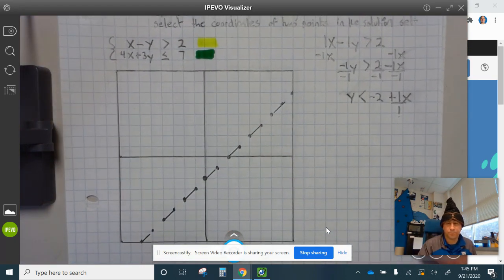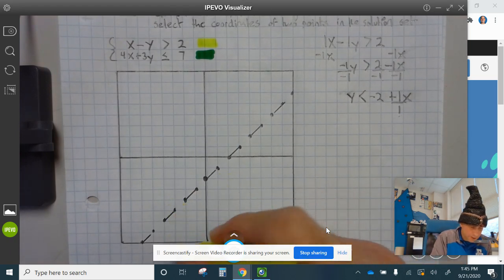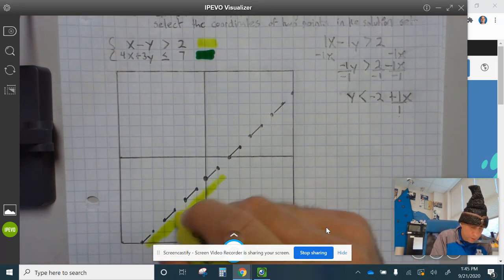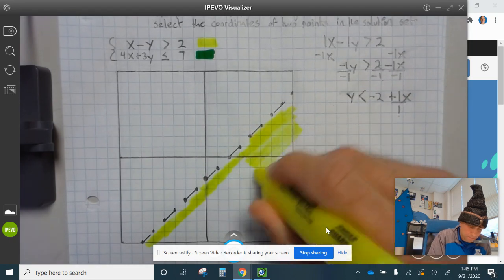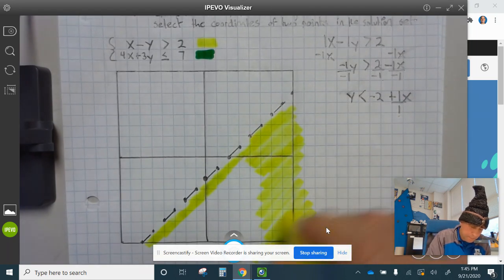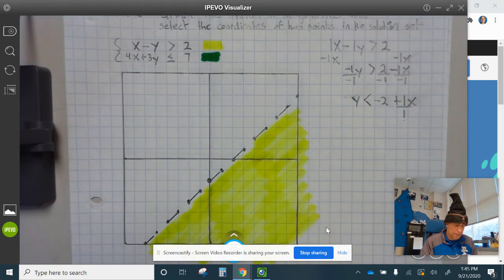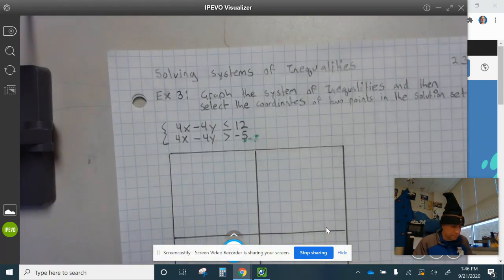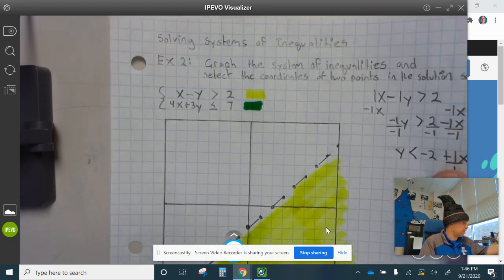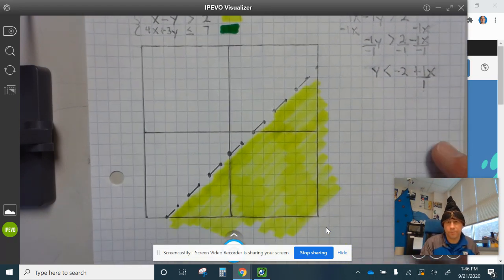Okay. Now, it says less than, so we shade below. So we're shading below the line. And move these papers out of the way so I don't accidentally highlight on them. Okay.